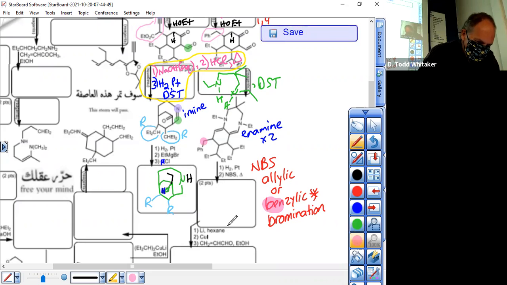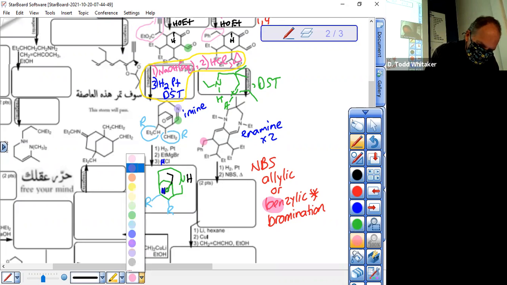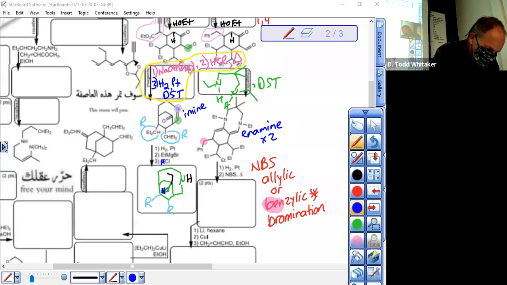So let's not mess around. I don't want to draw that beast, do you? New R time. Everything up to the benzylic, but not including the benzylic position. Oh, it was tricky.